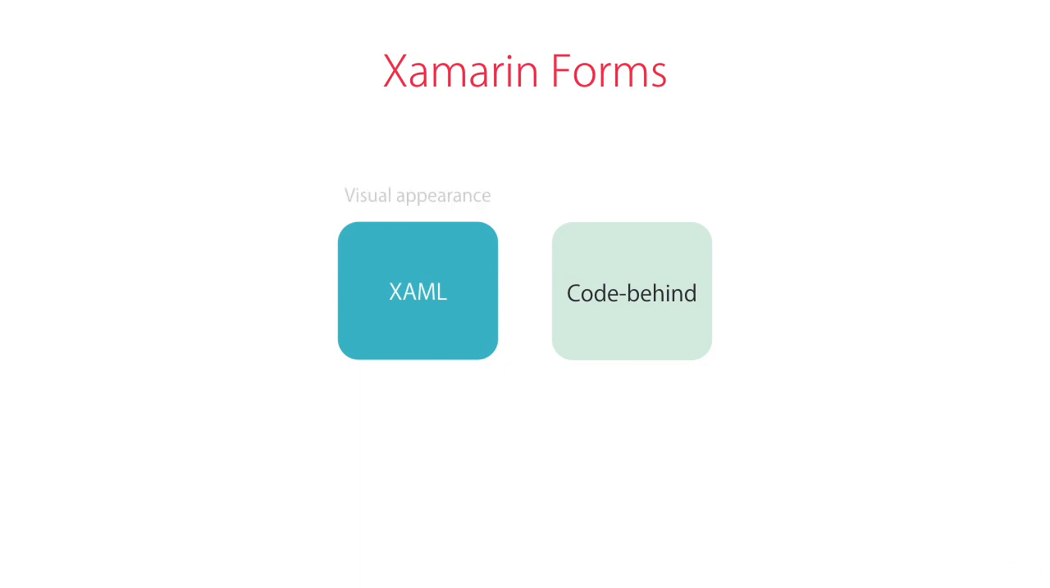And we use this to define the user interface of our applications. For example, we can define what elements we have on a page, where they are located, and what they look like. Behind every XAML file, we have what we call a code behind, which is basically a class that implements the behavior for that page. For example, what should happen when we click a button or select an item from a list. So these are the responsibilities of the code behind.